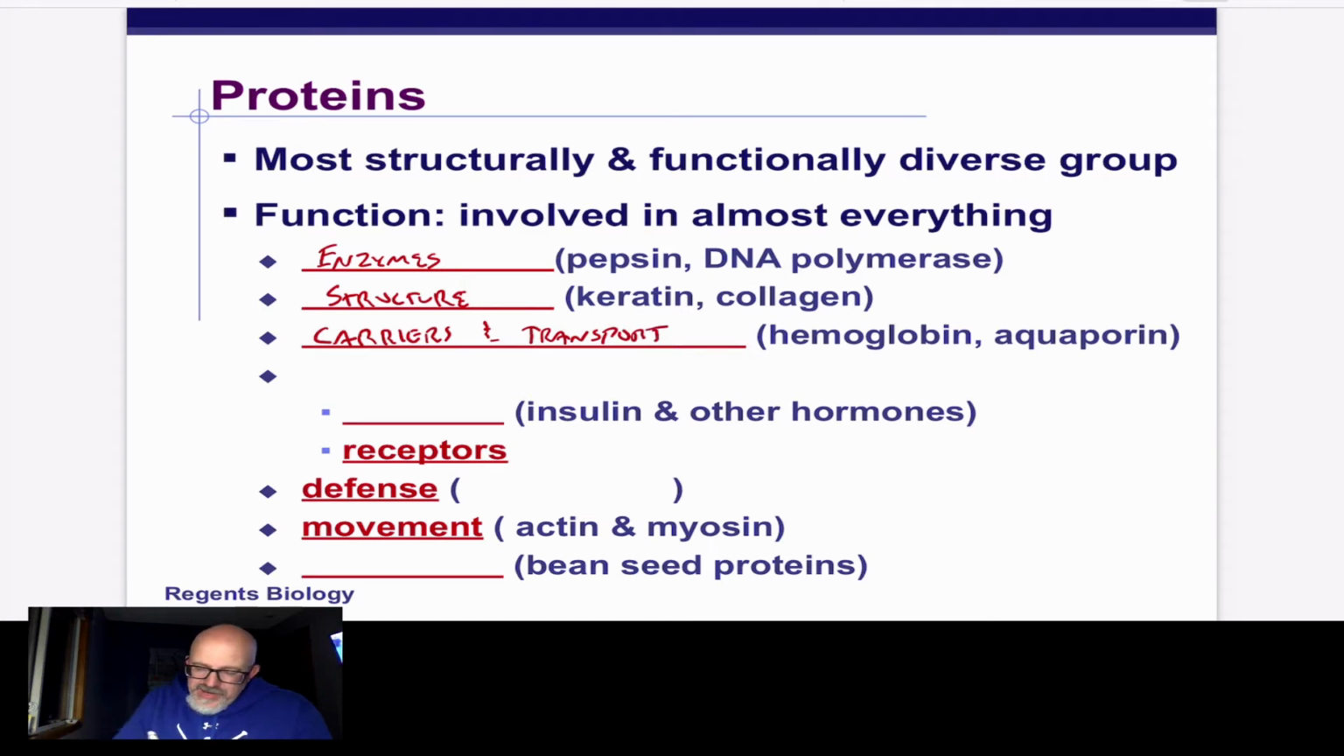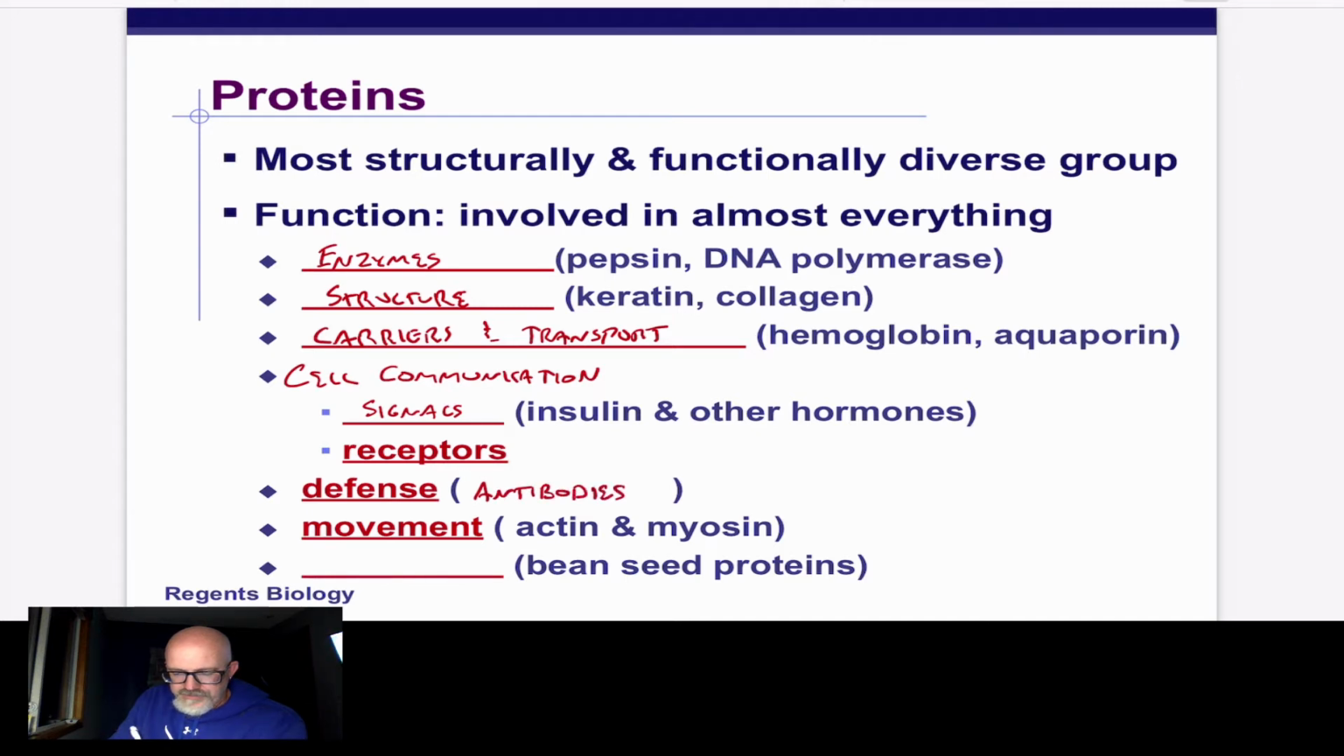All right, and then we have a large category, which is going to be cell communication, which is one of the new units this year we're going to take a look at for you guys. How do cells communicate? There are things like insulin and other general hormones. Those are signals. Then we have the other end of that, which is the receptors, which receive those signals and do something with them. In terms of defense, immunity, right? Big topic of the day right now. We produce proteins that are called antibodies.